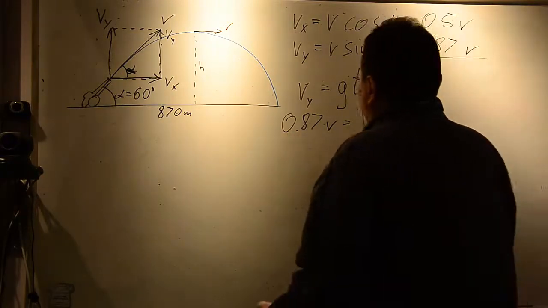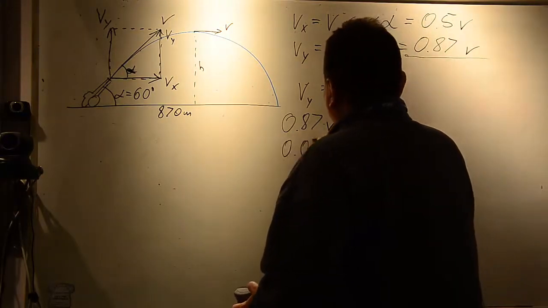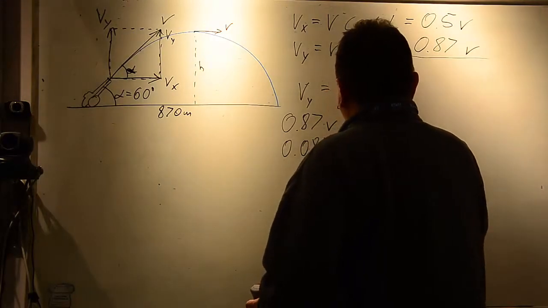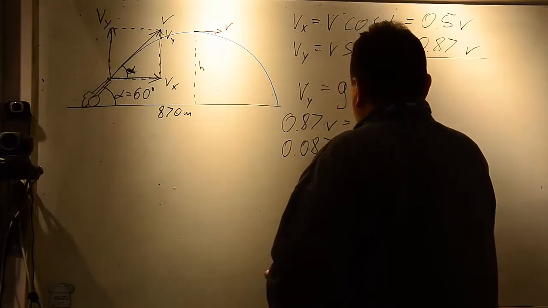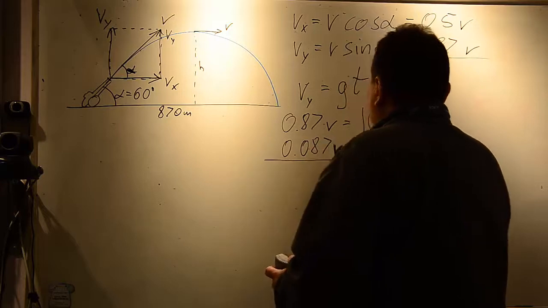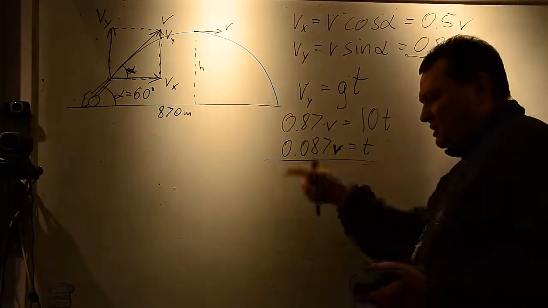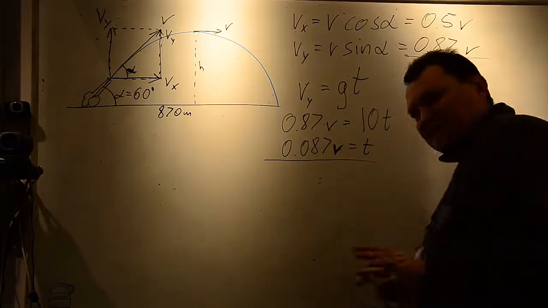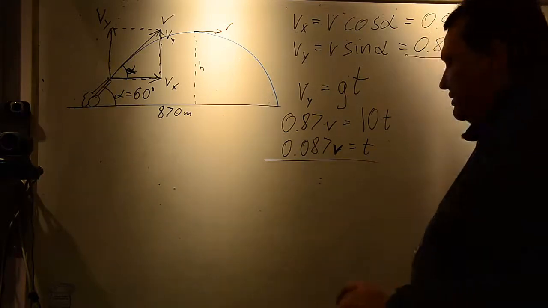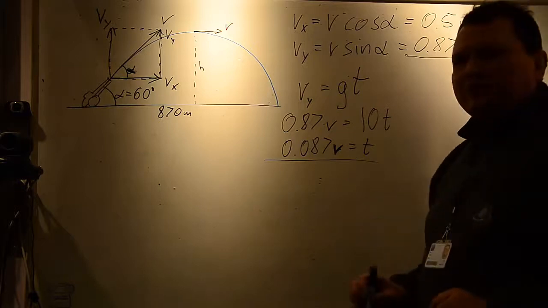So it's 0.087V equals T. Okay? But I don't know V, I don't know T. I have two unknowns in a single equation. I need something more. Definitely I need something more. What can I find more?